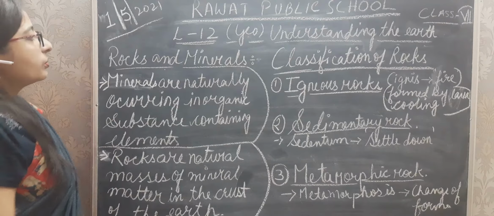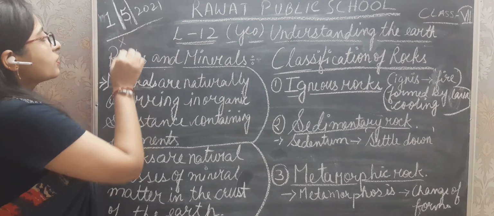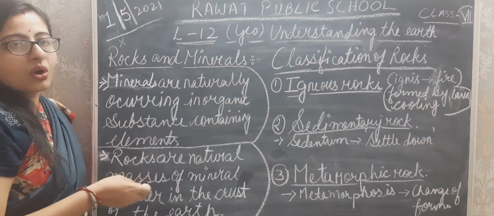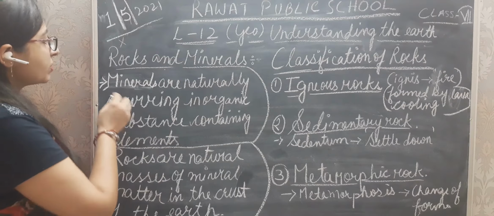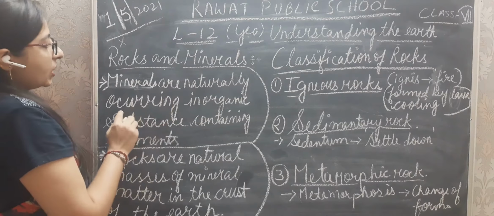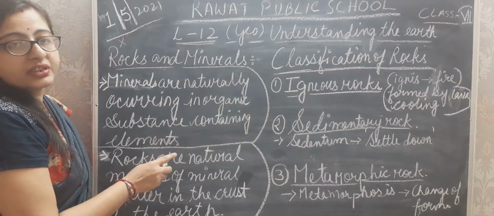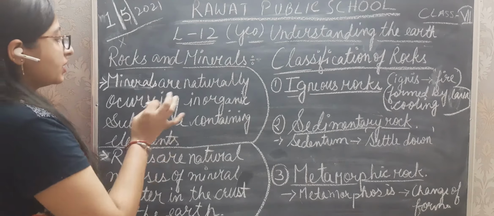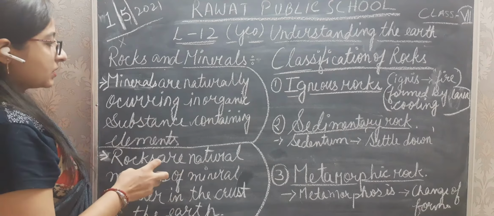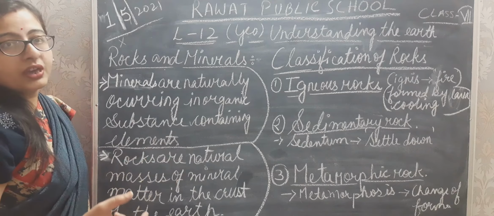Next topic is rocks and minerals. Now, what are rocks and what are minerals? Minerals are naturally occurring inorganic substances containing various elements, which contain different types of elements.